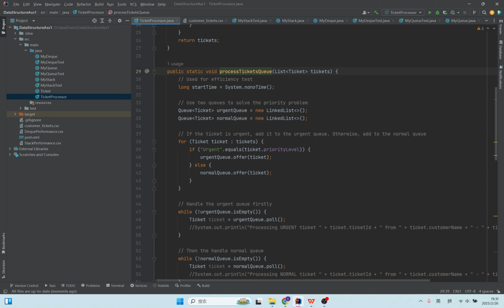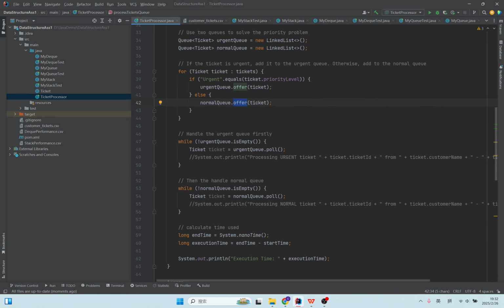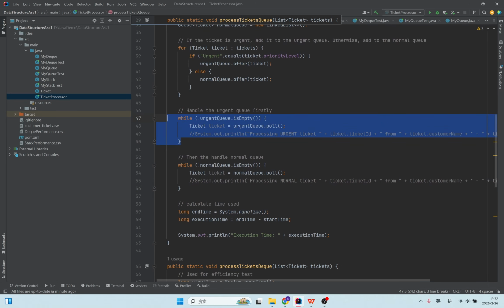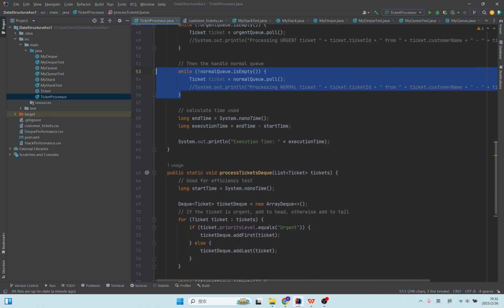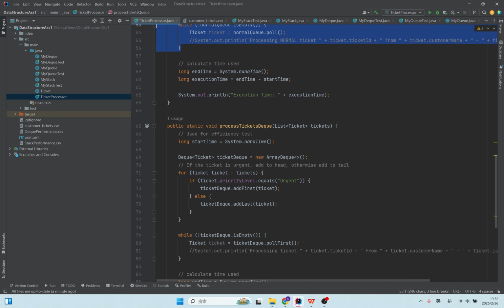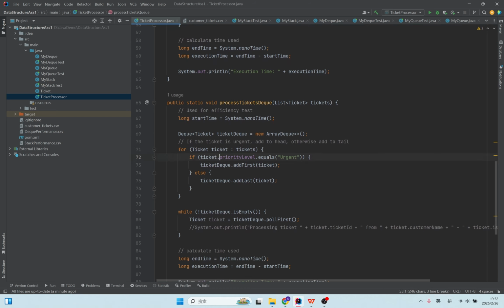If the problem is urgent, it will enter the tail of the urgent queue. If the problem is normal, it will enter the tail of the normal queue. So we will handle the urgent queue first and the normal queue second. Now when we use the deque, if the problem is urgent, we can just add first. That means we will add it to the head of the queue, and if it is a normal problem, just add it to the last.